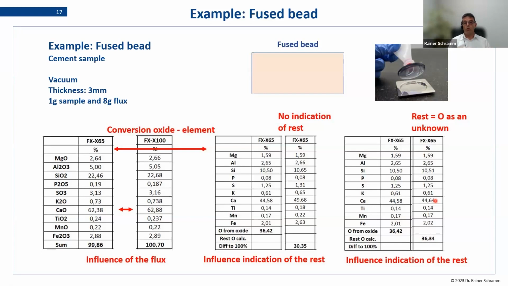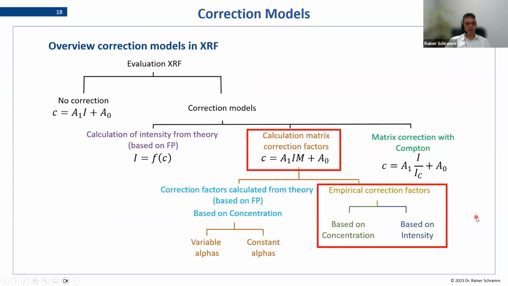In the moment you're interested only in one element and you don't know all the others, you can only work with empirical corrections. And this will be now our next approach. I want to show you how you do that. And there are two approaches. One is based on intensity and the other is based on concentration.